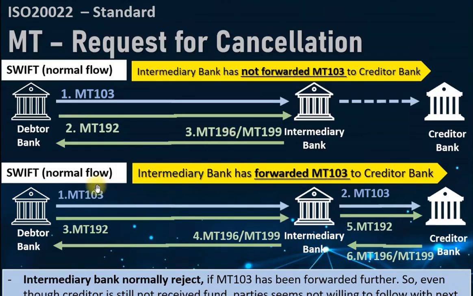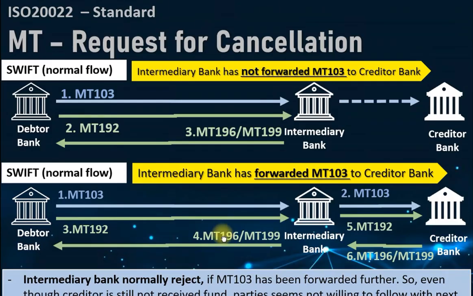Then another flow can be that the intermediary has already forwarded to the next bank or maybe the creditor bank. Here when you request, you will get the reply as MT196 or 199 that it has already been processed and they do not want to entertain it. Or maybe they can request further to the next bank via MT192 and then you can get the reply as 196 or 199 and then the final reply can be sent back. So that is the typical MT flow.